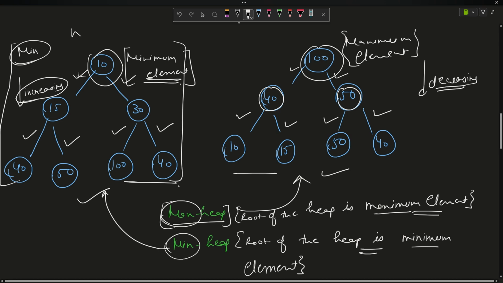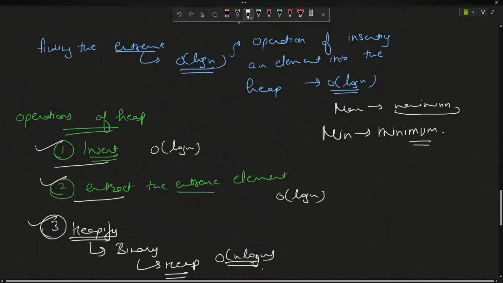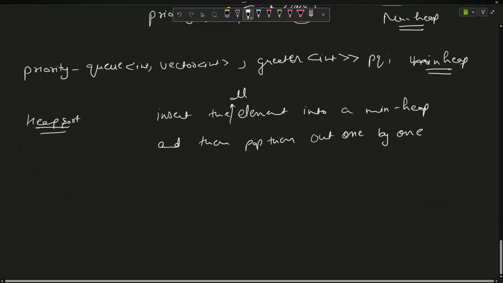So for n operations, for n insertions, each will take log n time. So log n will be the time to store the numbers into the heap. And now in O of n time, I can just pop them out and I will get the sorted order. This is known as heap sort, nothing else, nothing different, right? This is known as heap sort.